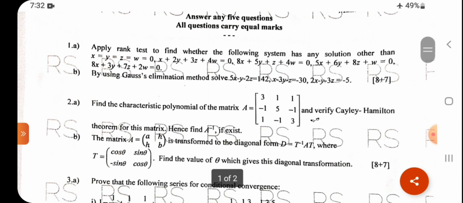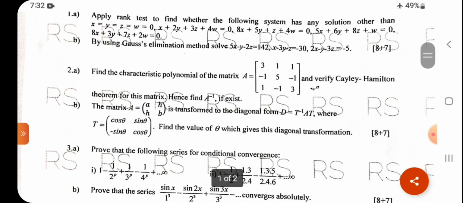Second A bit, find the characteristic polynomial of a matrix. Obviously a 3 by 3 square matrix is given. You are calculating only the characteristic polynomial, not any eigenvalues and eigenvectors. After getting that polynomial, you are verifying Cayley-Hamilton theorem. After verification, you are calculating the inverse. After getting that inverse, better you compare with your calculator, it must match with your answer.